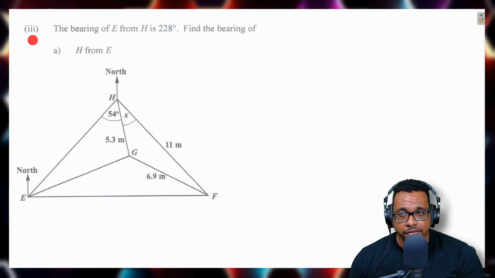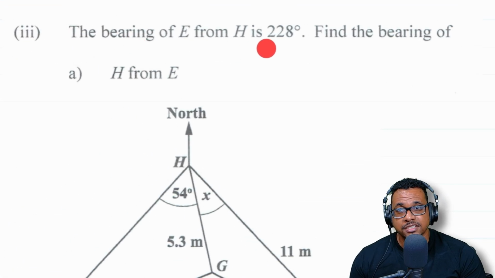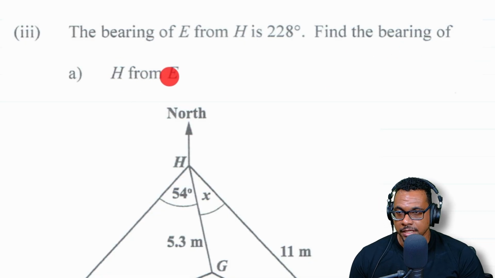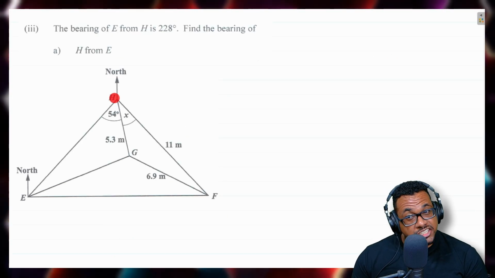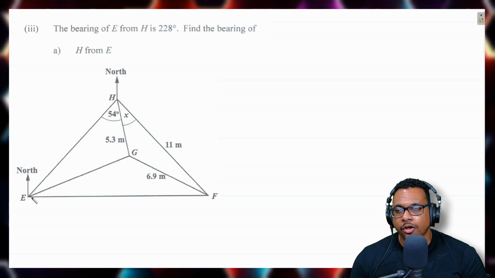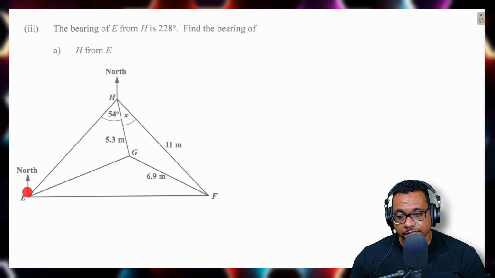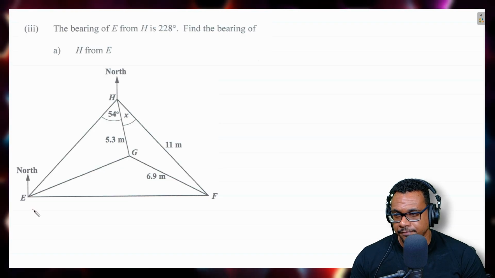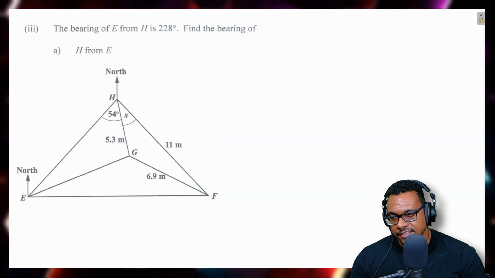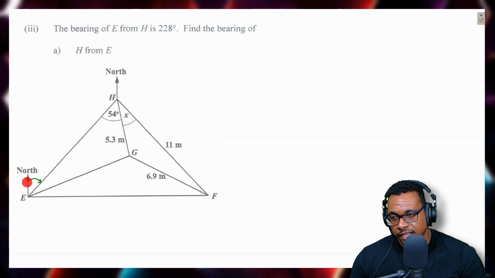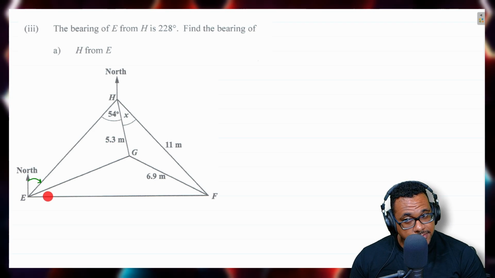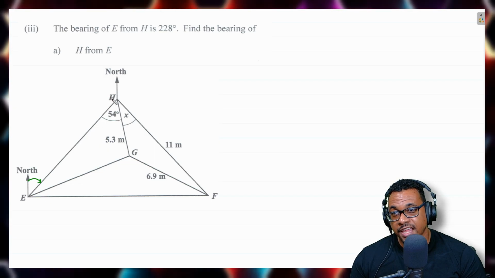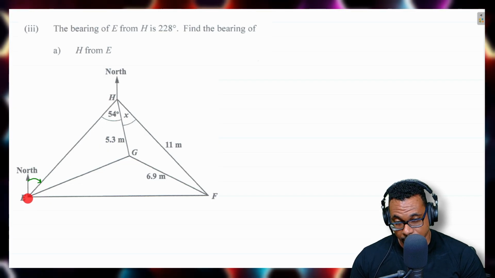So next, for part 3, we have the bearing of E from H is 228 degrees. Find the bearing of H from E. So that's the bearing of H from E. Now, we already have the north line on E. And we know bearings are taken in a clockwise direction from the north line. Therefore, we want to find this angle right here. So you see, from the north line going in this direction is clockwise, and this is the bearing of H from E.